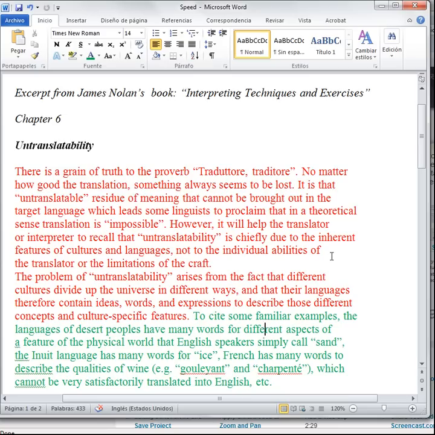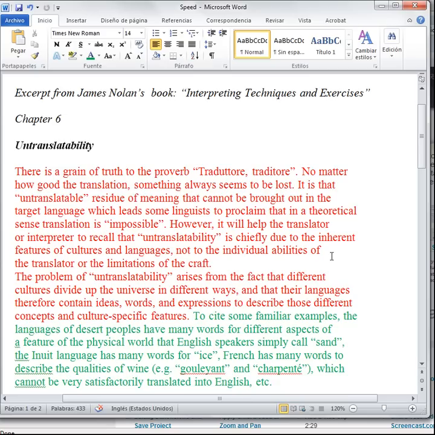There is a grain of truth to the proverb traductor traductor. No matter how good your translation, something always seems to be lost. It is that untranslatable residue of meaning that cannot be brought out in the target language, which leads some linguists to proclaim that in a theoretical sense, translation is impossible.